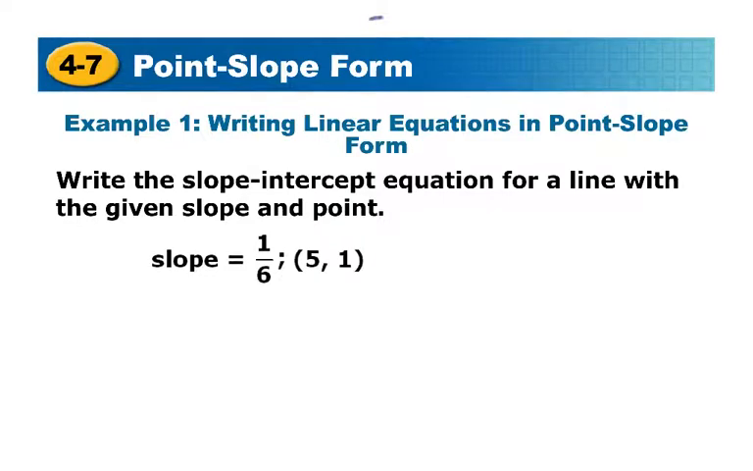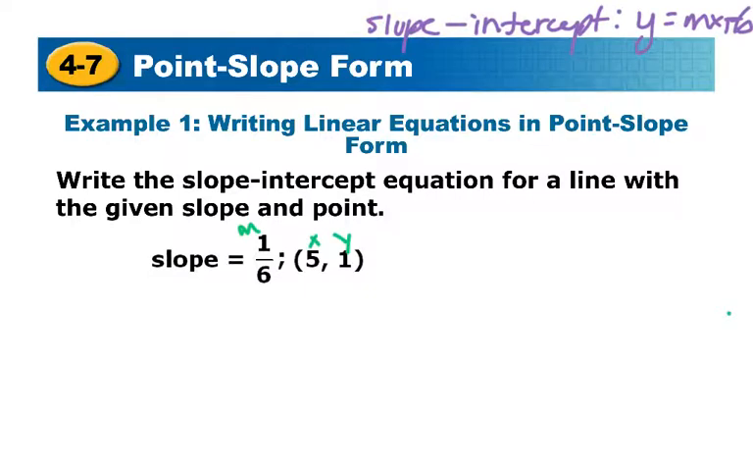So, just in review, our slope-intercept form is y equals mx plus b. Alright. So, we're going to go ahead and do our first example here of writing the slope-intercept equation for a line with the given slope and point. The slope is going to be 1/6 and the point is 5,1. Remember that means that our m is 1/6 and our x and our y are 5 and 1, and we don't know the b.